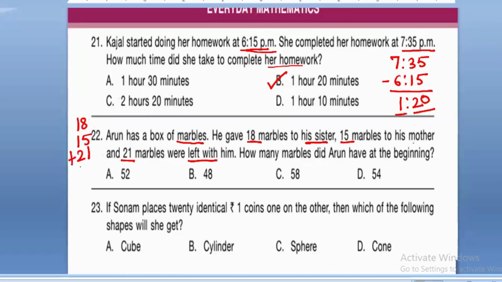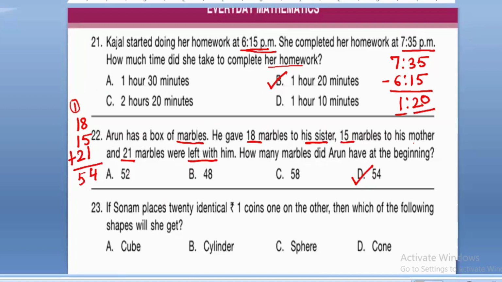Okay, so when we are adding them, what are we getting? 8 plus 5 is 13, 13 plus 1 is 14. So out of 14, we will write 4 over here and 1 will go there in a carryover form. Now 1 plus 1 is 2, 2 plus 2 is 4, and 4 plus 1 is 5. Okay, so we are getting 54. So how many marbles did he have at the beginning? So he had 54 marbles.